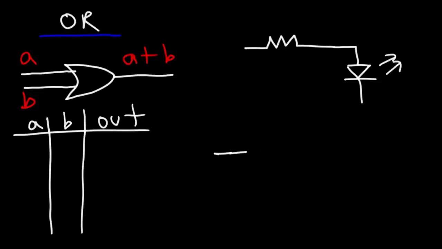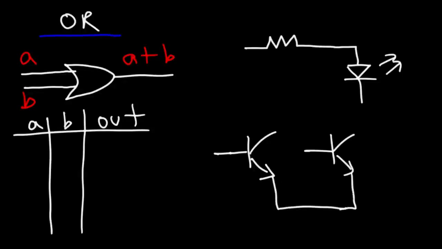And let's draw a circuit that corresponds to it. So this time what we're going to have is 2 NPN transistors. But they're going to be connected parallel to each other to make the OR logic gate. In the case of an AND logic gate, they were connected in series with each other. And so that's the key difference between the AND and the OR logic gate.